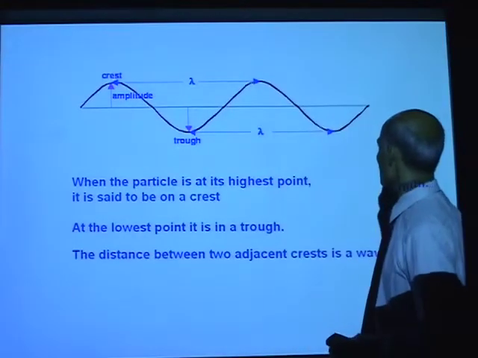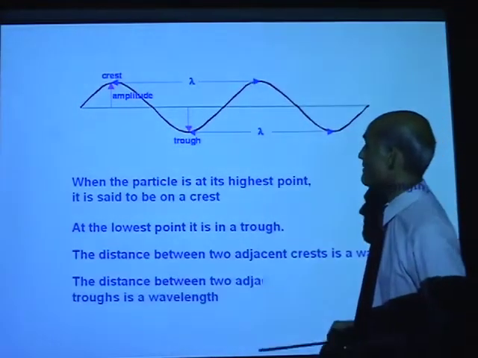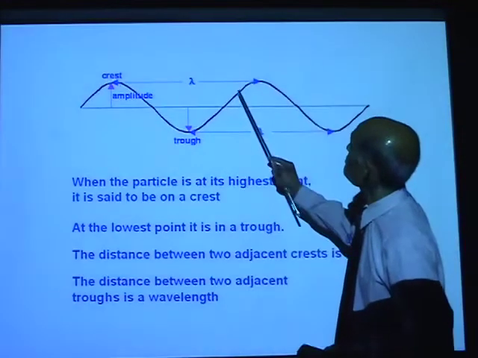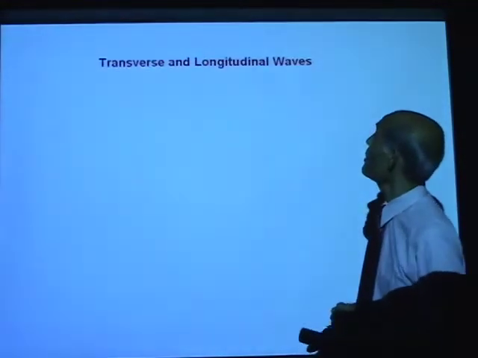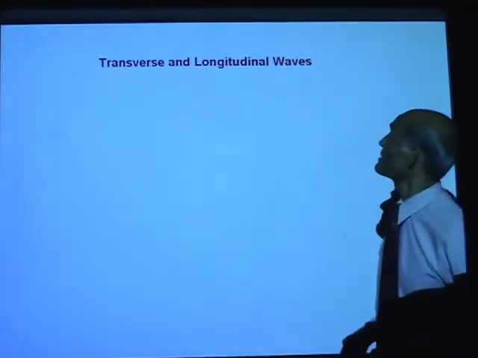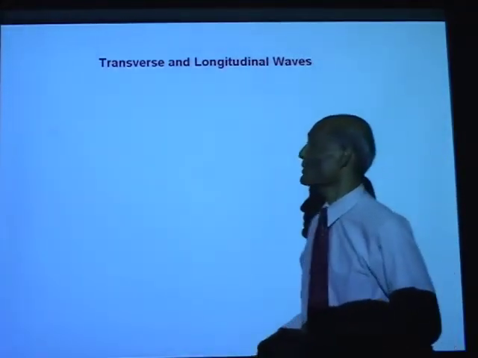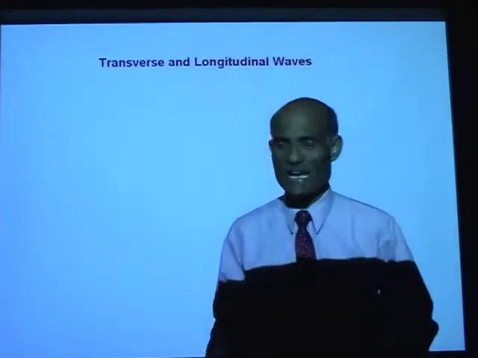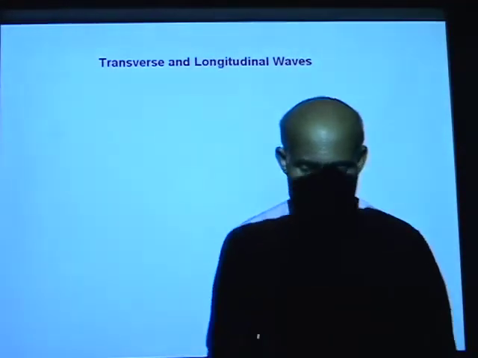The distance between two adjacent crests is a wavelength. The distance between two adjacent troughs is also a wavelength. Let's now distinguish between transverse and longitudinal waves.